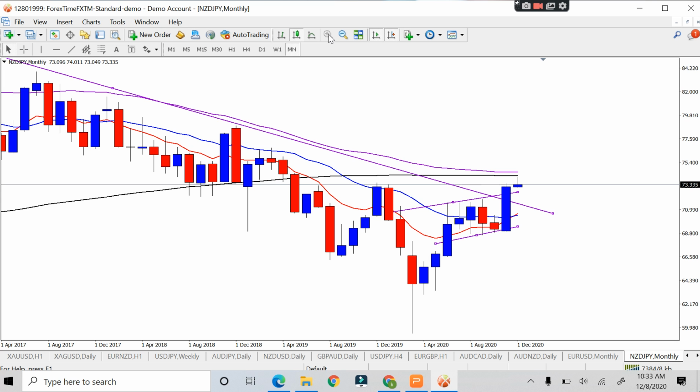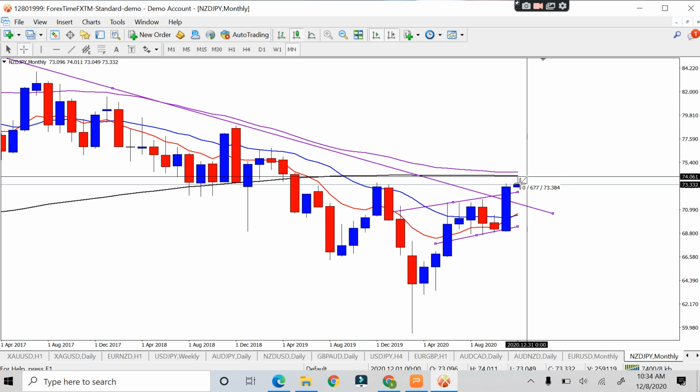Okay, yes, it has broken past it, but you can see that the 200 moving average is looking like a dynamic resistance to the price. There you can see a little rejection. This is on monthly, so I won't call that a little rejection. Let me just measure and see. That's about 67 pips. It's not a little rejection. Okay, so for me, I still have a buy bias.